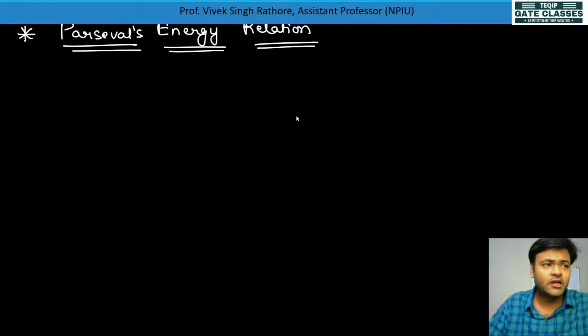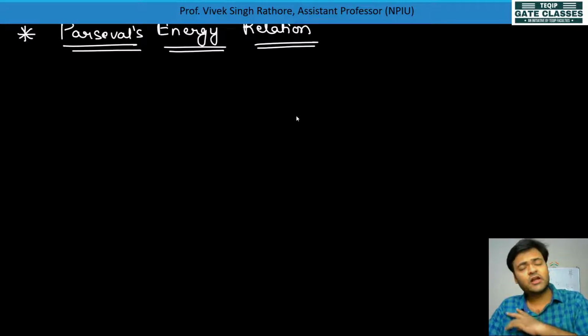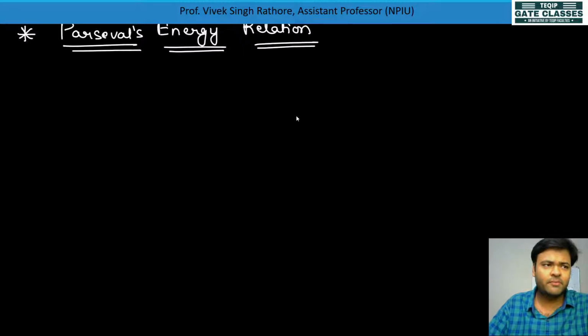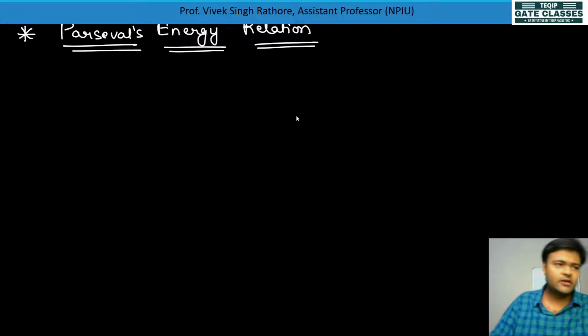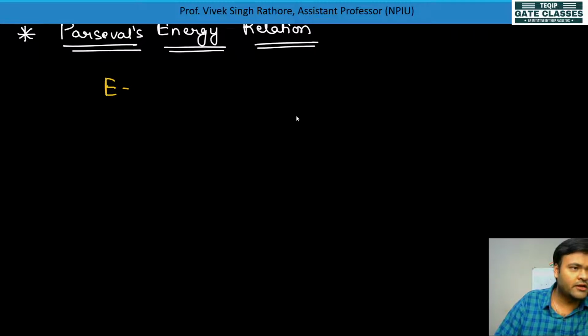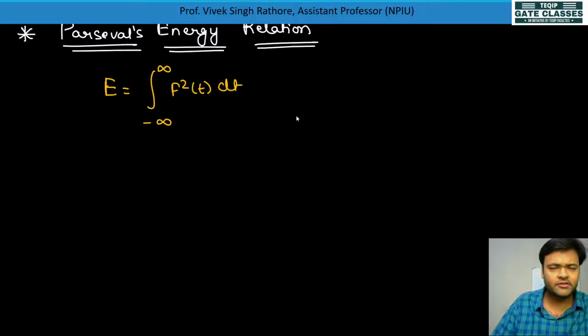Now we will see Parseval's energy relation, which means now we are dealing with aperiodic signals. For aperiodic signals we can calculate energy, and wherever energy is there, power is zero. So we don't need to calculate power, we will calculate energy. So let's see how we will calculate energy. The formula for calculating energy is, you know, energy is nothing but the integral from minus infinity to infinity of f squared t dt. This is your formula for calculating energy. I have been telling you this from the first module.